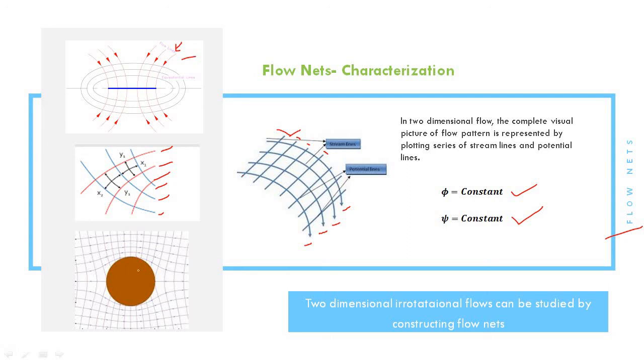Similarly, the flow around a ball, a highly viscous flow. You see the streamline pattern around it, psi equal to constant. Perpendicular to that you have the potential functions or potential lines. So they also form a flow net with mutually perpendicular curves. Such two-dimensional irrotational flows can be studied by constructing such flow nets. Okay, thank you.